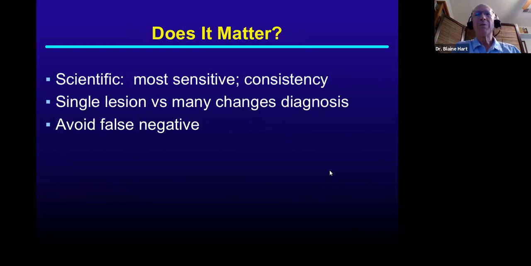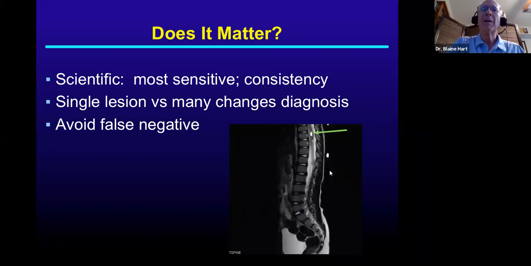Well, what does it matter? Well, from a scientific standpoint, we'd like to be consistent. And it's important whether we find one versus many. That changes the diagnosis. If there's more than one, it's more likely to be familial. And we want to avoid a false negative. That is, we don't want to miss cavernous malformations.